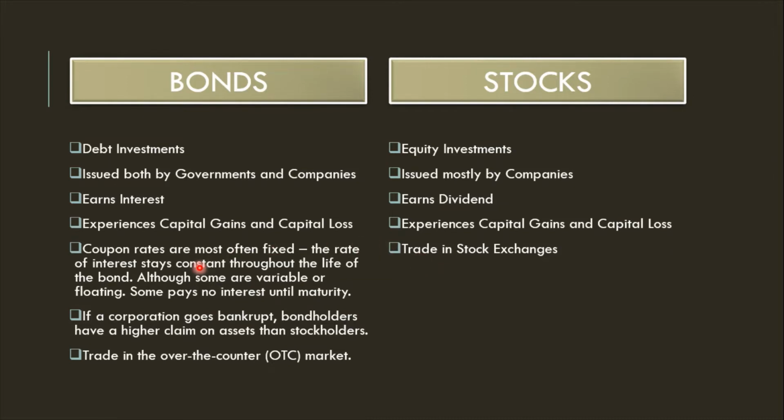But certainly, coupon rates are often fixed. So the rate of interest stays constant throughout the life of the bond. Although some are variable or floating. Sorry, pag-uusapan natin tong floating tsaka variable interest rates later. But some pays no interest until maturity. Ito, pag-uusapan din natin to mamaya as we reach yung types of bonds, okay? But definitely, coupon rates are mostly fixed, although some are variable or floating, but some pay no interest until the maturity. Ibig sabihin, lump sum, babayaran ng minsanan.